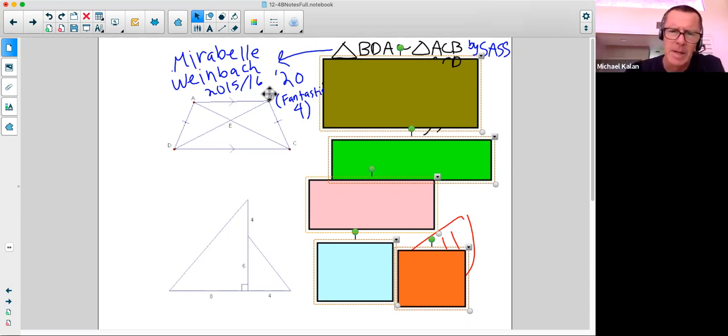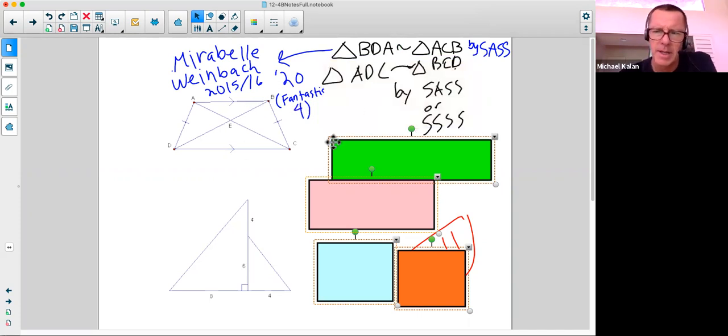Triangle BDA is similar to triangle ACB by SASS. So we have that one. Let's see how many of these you got. Did you get the ADC and BCD? These angles we know are congruent. We have a common side, and obviously the proportion here is going to be the same as this over itself. Or you could have done it by SSS, because what do we know about these in an isosceles trapezoid? Diagonals are congruent.